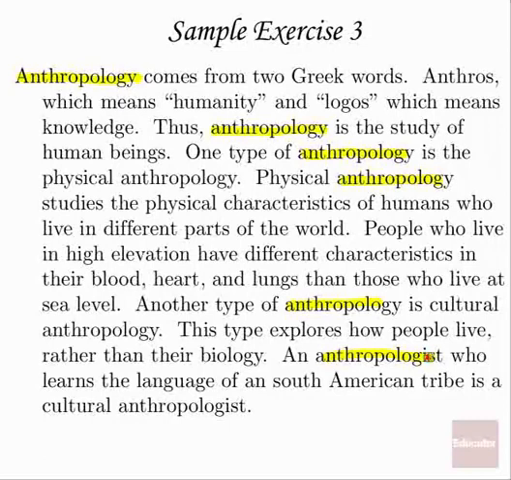So, what's my thesis? Well, let's look here. I notice that we talk about one type of anthropology, physical anthropology, and we have details like that. Later, I notice a contrast keyword, another, something different, cultural anthropology. How many types of anthropology have I found in this paragraph so far? 2. So I think the thesis here, even though it's not directly stated, is probably something like, there are 2 types of anthropology.